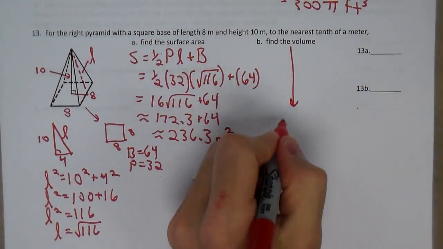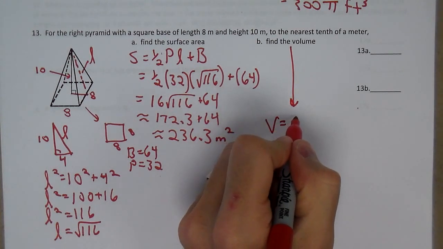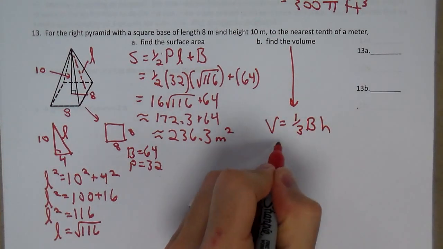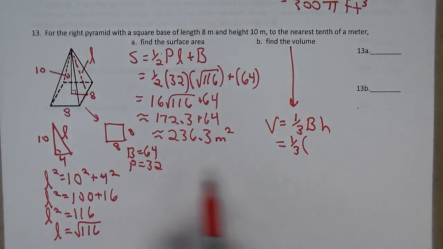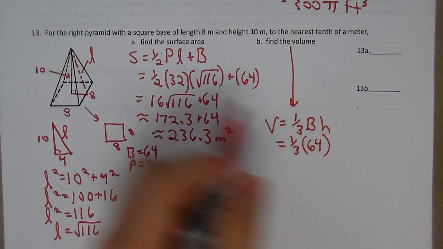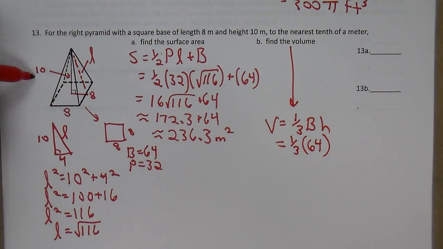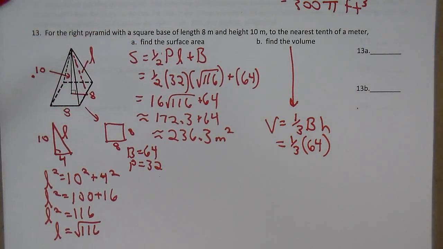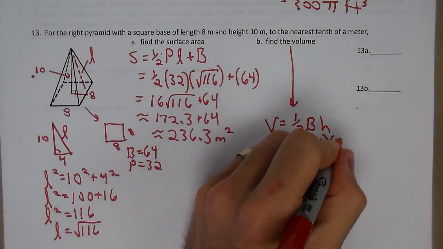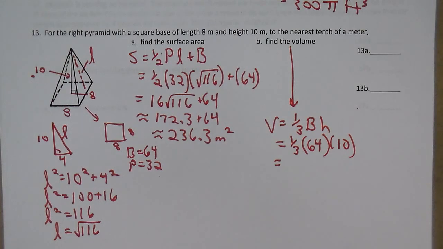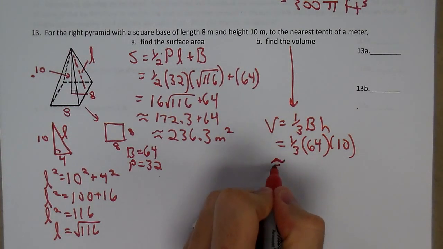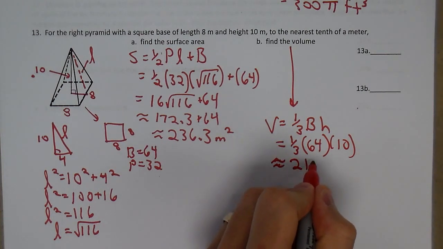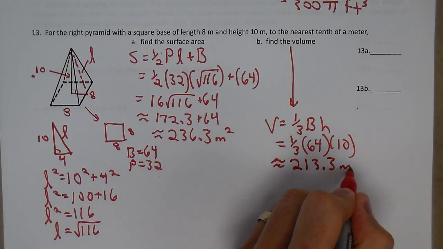For volume, it's a little nicer. Our volume is 1/3 base area times height. Our base area was 64. Our height was the original height that we got over here at the 10. Got to remember, surface area wants slant height because it wants it on the surface. Volume wants the inside because it's the amount of space inside. So we'll put 10 there. That's going to be 640 divided by 3, and that comes out to be about 213.3 meters cubed.